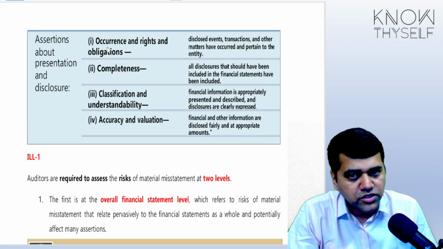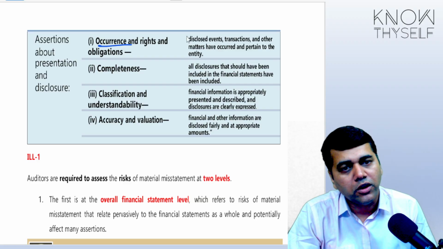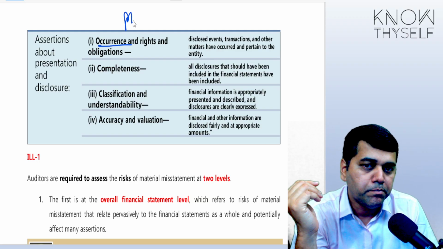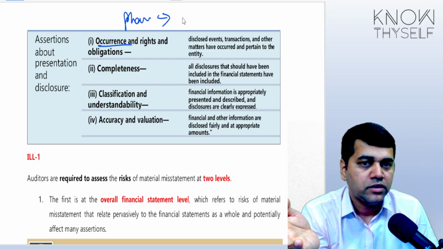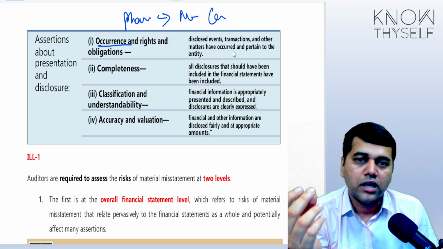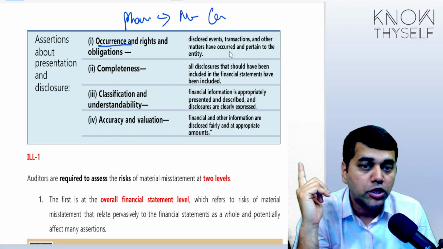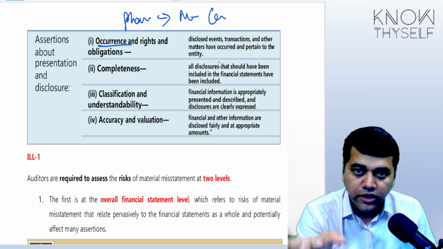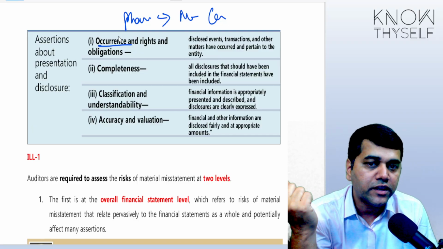We have got 4 assertions. Occurrence, that means all your disclosures have really occurred. See, very important trend. A pharma company can give a disclosure that we have found a medicine for cancer. Arre Baba, the next day the share price is going to shoot up if this type of disclosure is there. Has it really occurred? Have you really found it? No. Then why are you giving it? It is fake, no?